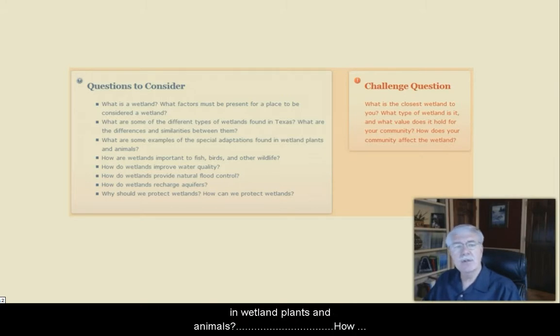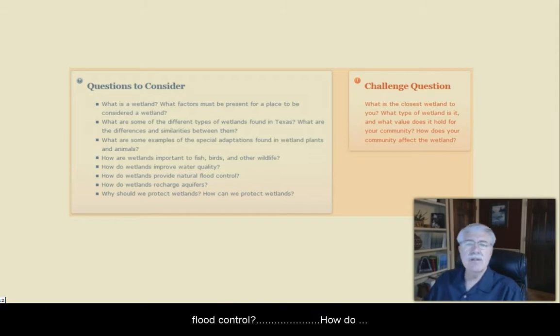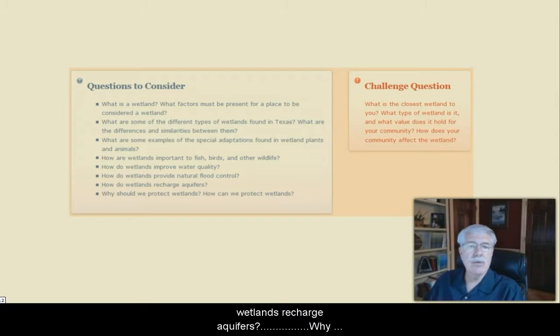What are some examples of the special adaptations found in wetland plants and animals? How are wetlands important to fish, birds, and other wildlife? How do wetlands improve water quality? And how do wetlands provide natural flood control? How do wetlands recharge aquifers? And why should we protect wetlands?